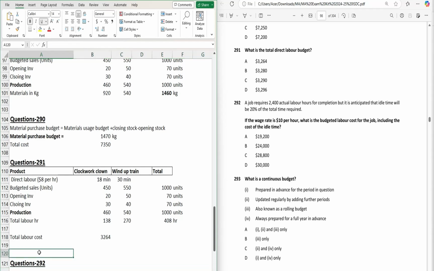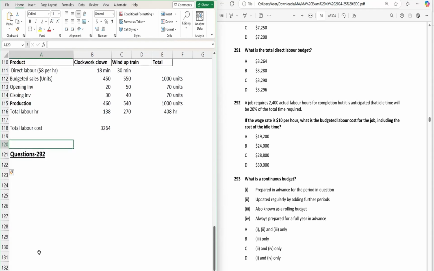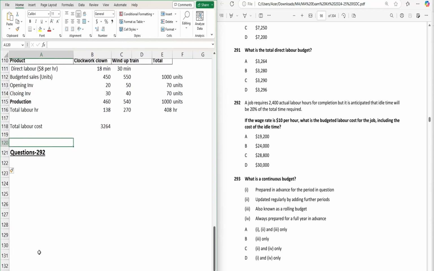The question says a job requires 2400 actual hours for completion, but it is anticipated that idle time will be 20% of the total time required. If the wage rate is $10 per hour, what is the budgeted labor cost for the job including the cost of idle time? In case of idle time, you need to check whether the hours given are the net figure or the total labor hours. If it is a net one, we need to gross up, but if it is the total figure, we don't need to gross up. I will show you how.